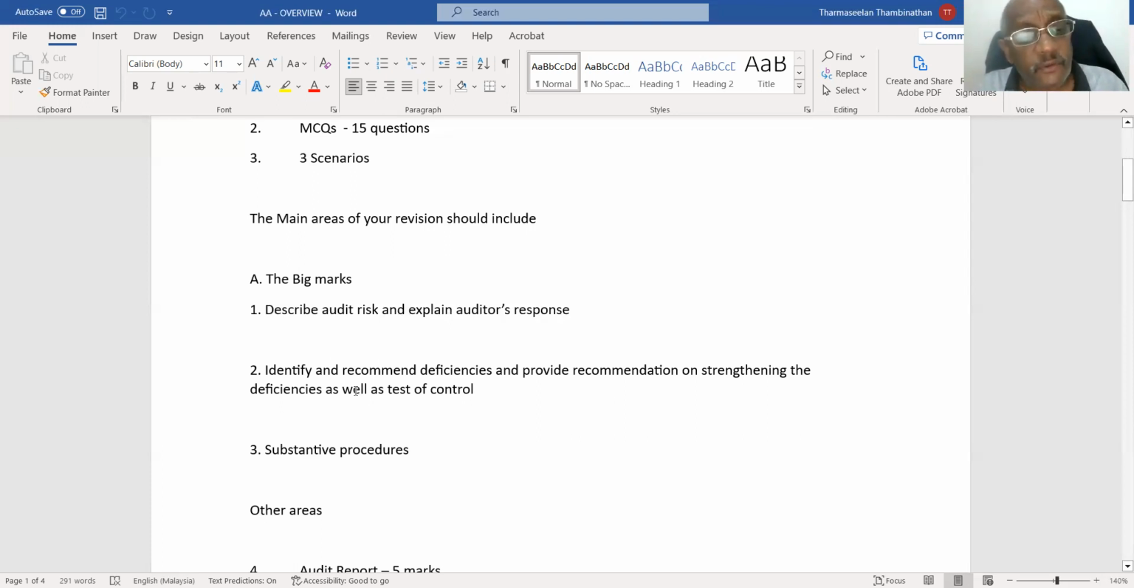And then you've got to identify and recommend internal control questions. All these questions can be up to 16 marks, mind you. Again, in internal control questions, they would ask you to identify control deficiencies. That's something that comes out most of the time. It's there in every question so far. And then most likely, not all the time, you make recommendations on how you can overcome those deficiencies.